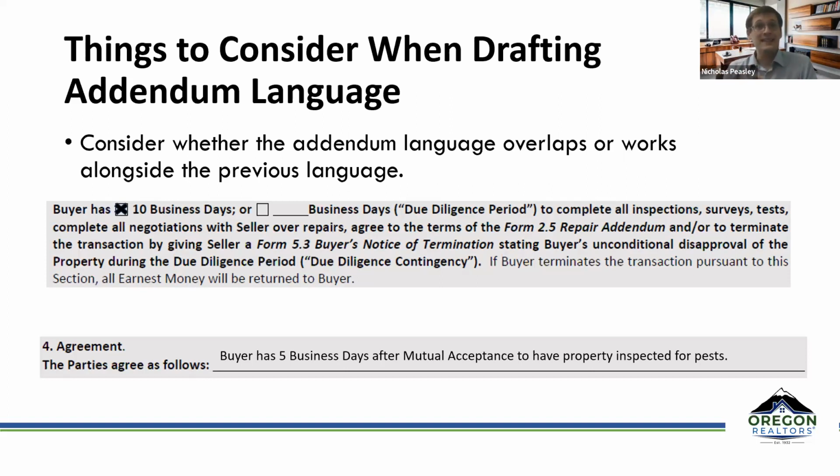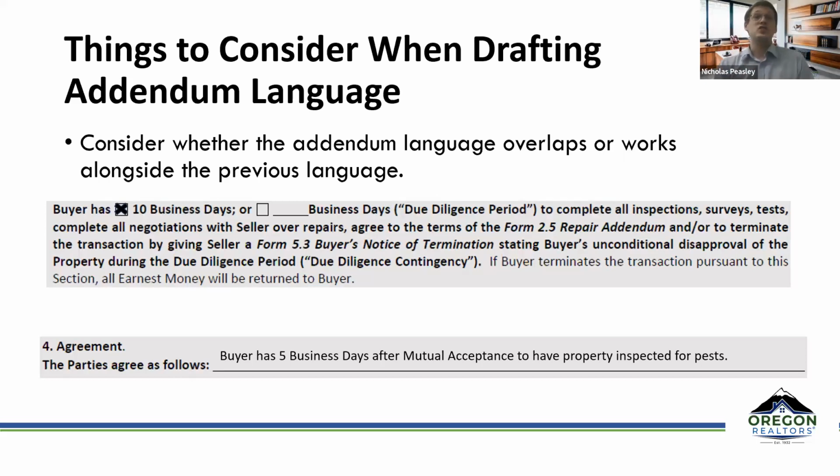Because if the intent behind this general addendum was that the parties lose their right to do all the various inspections, that they are waiving their due diligence period, but we'll give them 5 days to do their pest inspection, you need to state that. Simply saying buyer has 5 days after mutual acceptance to have the property inspected for pests does not overwrite or get rid of the due diligence period.